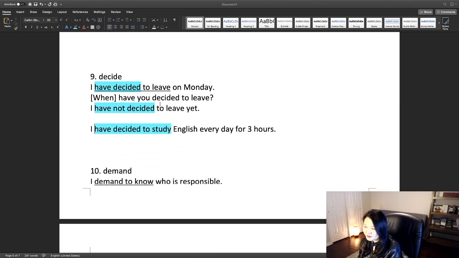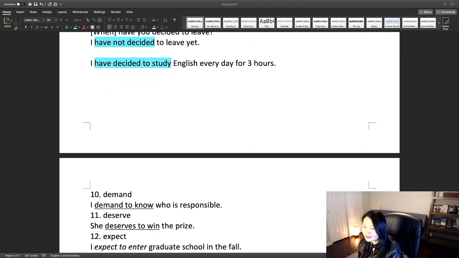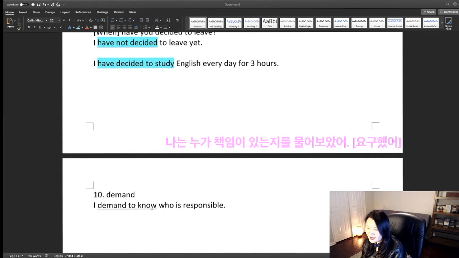All right, we're going to go over to demand. Let's talk about demand. I demand to know who is responsible. So after demand, we also use to if you have to use another verb.